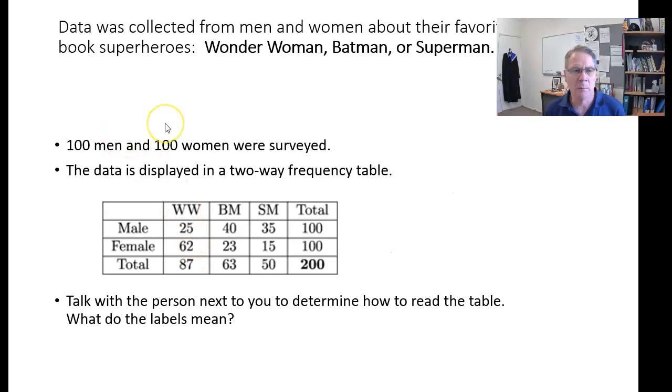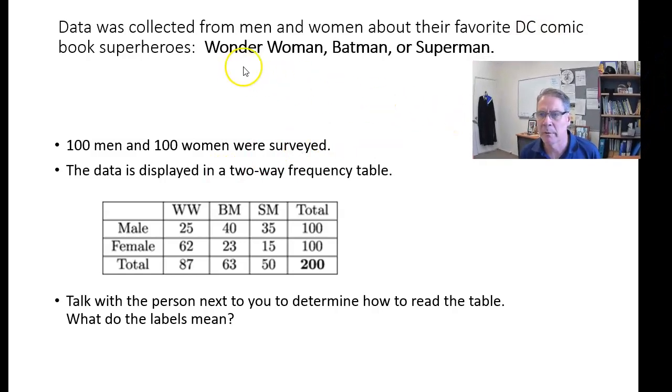Now, theoretical probability is the possibility of this occurring, but experimental probability is the actual data. So it might be that you would expect 20%, 0.2, but it actually is not. The actual result is 0.25. So experimental is actually the real life survey. This is what has happened as opposed to a theoretical one. So data was collected on people about their favourites. Here's the data: Wonder Woman, Batman, Superman, total here, male, female, overall total.